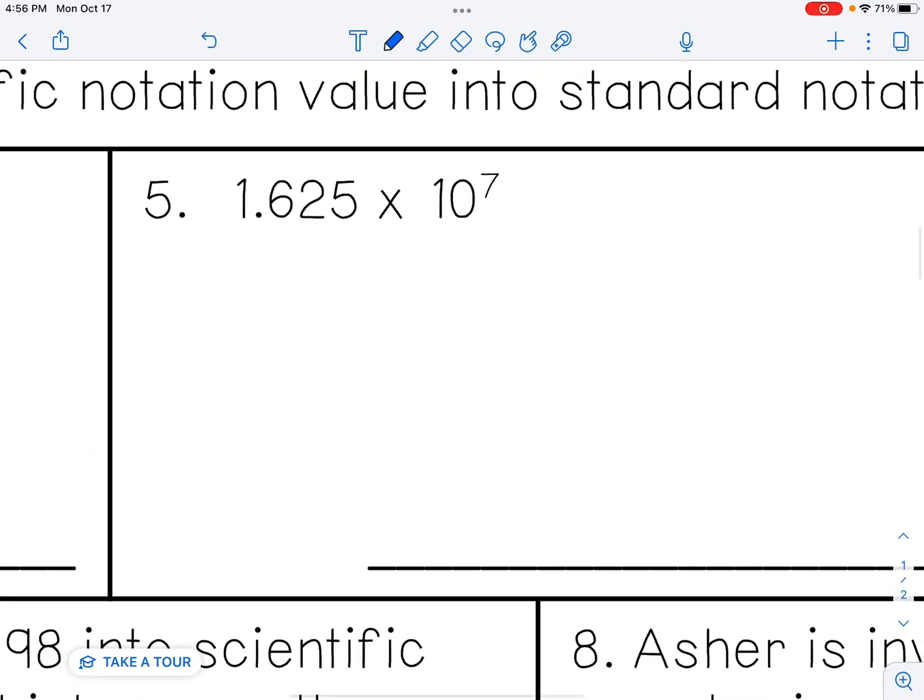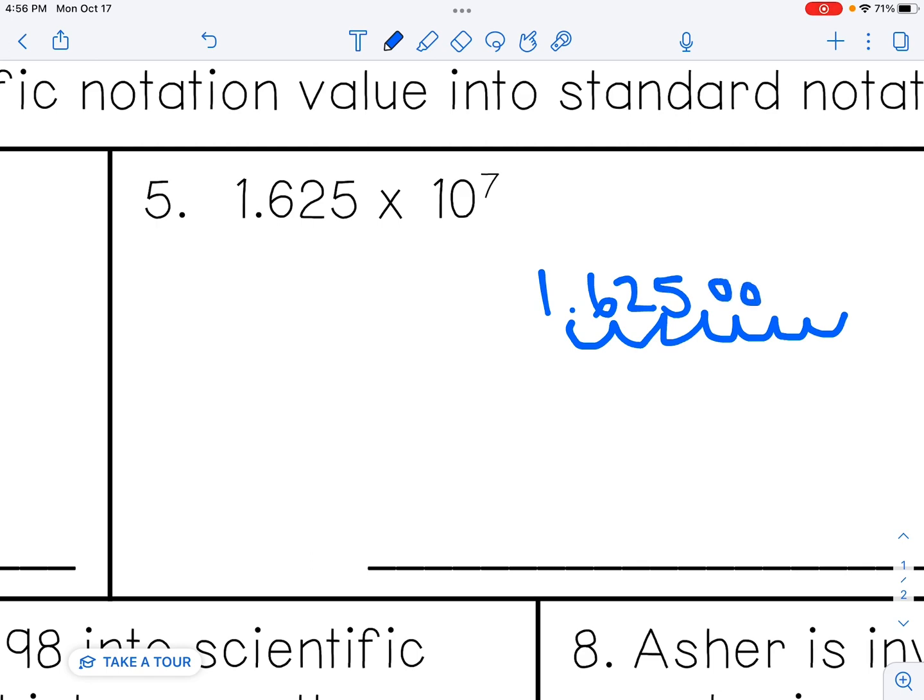For this problem, I have 1.625, and I'm going to be moving that 7 spaces. Because it is a positive 7, I'll move to the right. From the decimal, 1, 2, 3, 4, 5, 6, 7. In those open spaces, adding the zeros. And my new number is 162,500,000. It is helpful to put in commas at every 3 numbers from the right towards the left.